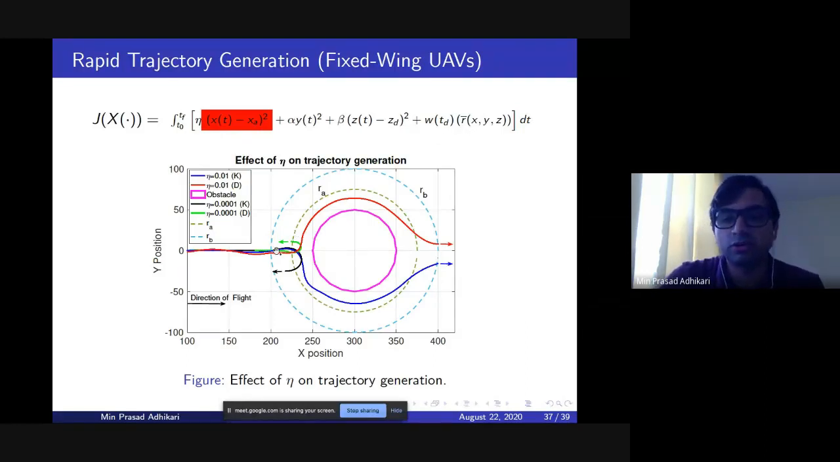So that as long as you are avoiding obstacles, you are progressing along the direction of flight as well. You can see when eta is 0.01, it is progressing along the direction of flight, while when eta is like 10 to the power minus 4, then it's going back, right? And again, one more thing to note is that the dynamic model can take a sharp turn, whereas the kinematic model will take a larger radius than the dynamic model. And obviously, this is just the XY view, the top view.